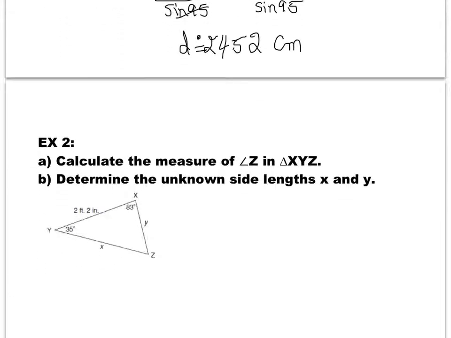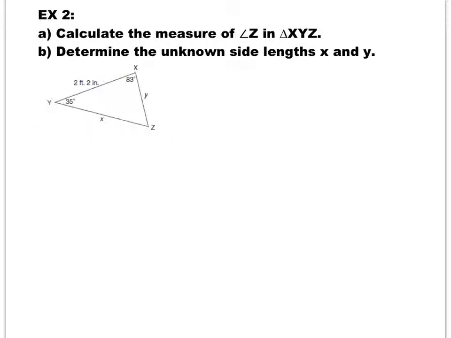Now we are going to go to the second example. We have a triangle XYZ. We know the angle X is 83. We know that the side XY is 2 feet and 2 inches. The question is, first of all, what is angle Z?